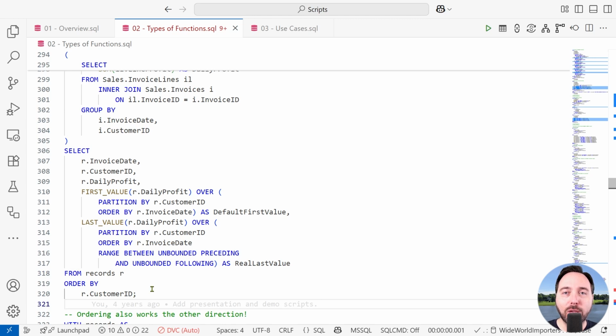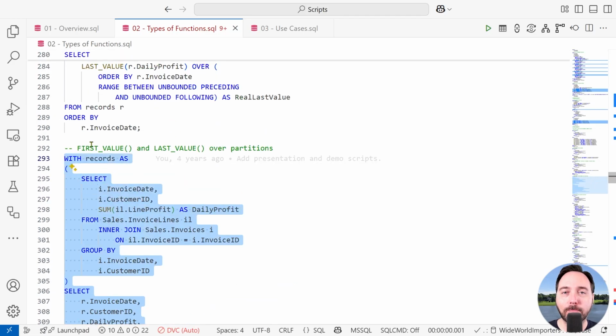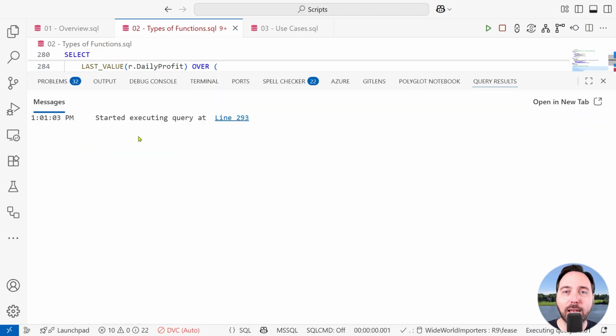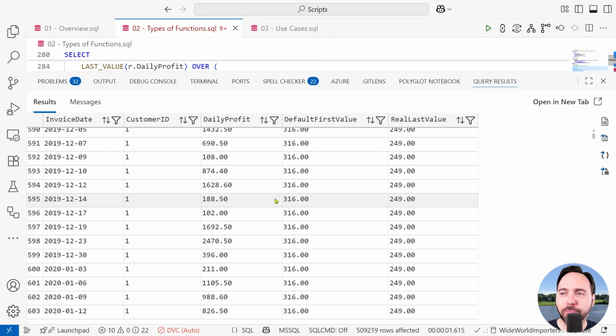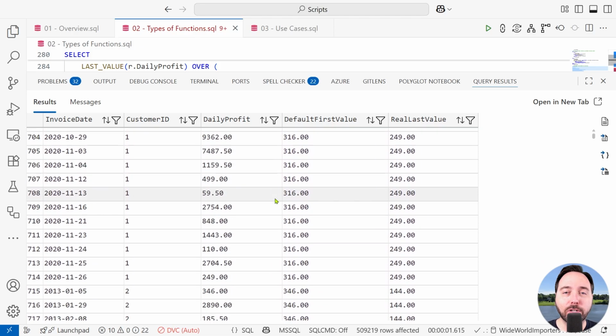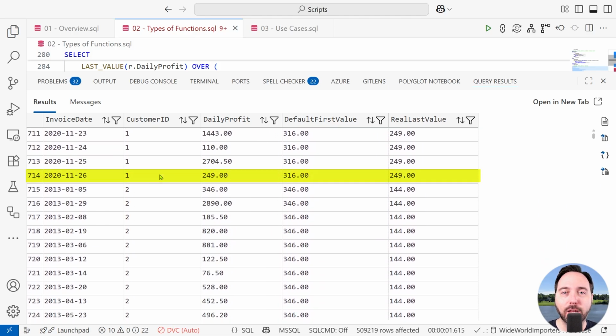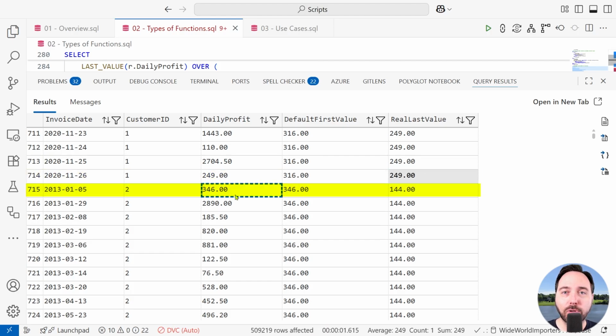Looking at this, we see customer ID 1 has a first value of $316 and a last value of $249. The daily profit for row 1 is indeed $316. If I scroll down, it's going to take me a moment, but I will eventually get to line 714, which is the last day with sales for customer ID 1, and its daily profit was $249, exactly as we expected. Then for customer ID 2, the value is reset.